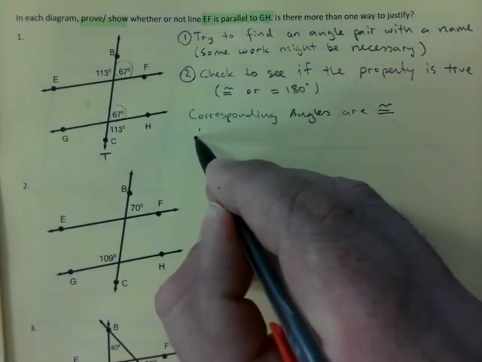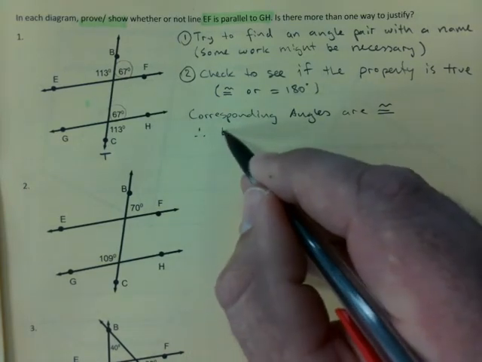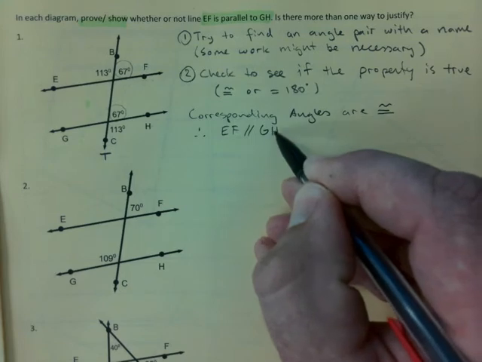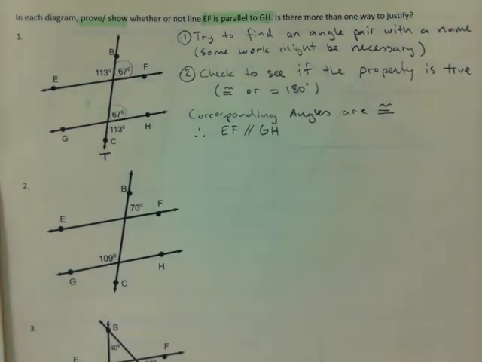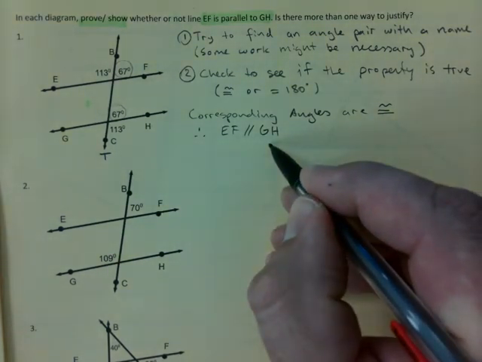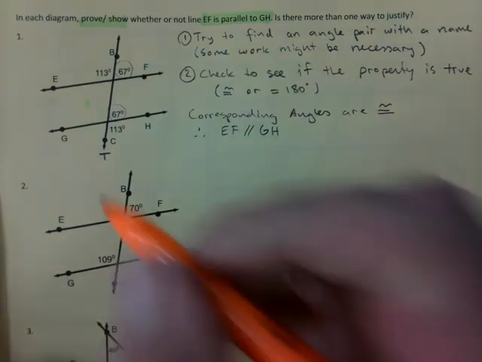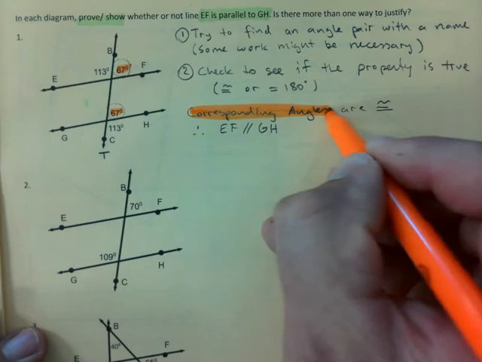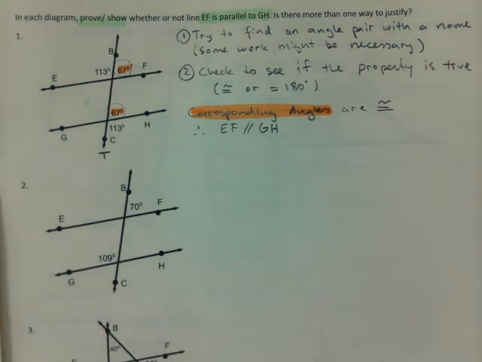Therefore, EF is parallel to GH. That's as easy. This is one of the easiest ones, okay? I will just do this for our notes, okay, that I've used corresponding angles there.